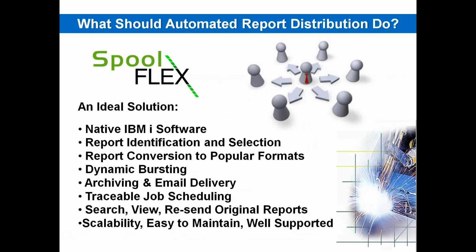Now, what should a report distribution solution look like? Well, some of the key features I've listed here. I prefer it to be native IBM i software because that way you don't have additional hardware to worry about, operating system compatibility, things like that, or brownouts, that sort of thing. Obviously, there are features unique to each solution, but if I'm taking it from a 30,000-foot level, above all, I suggest the main issue is going to be scalability, long-term maintenance, and support.